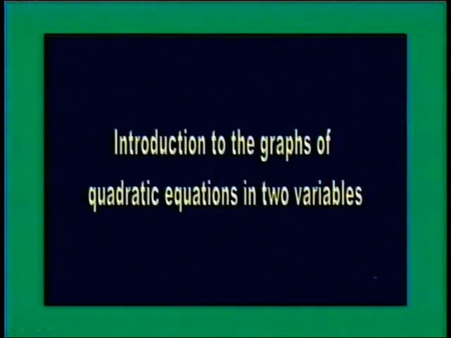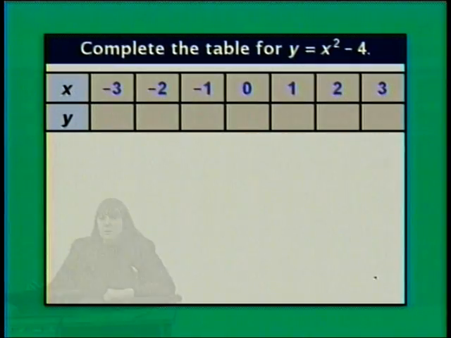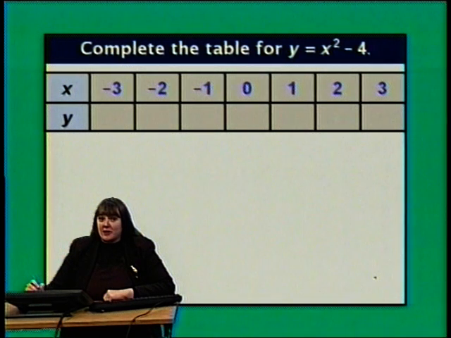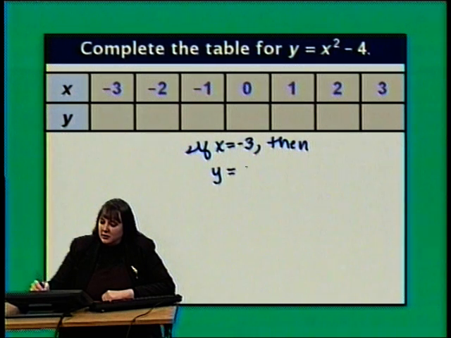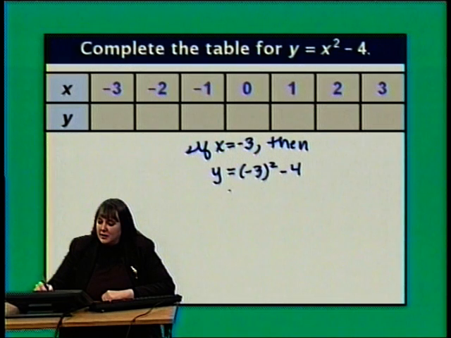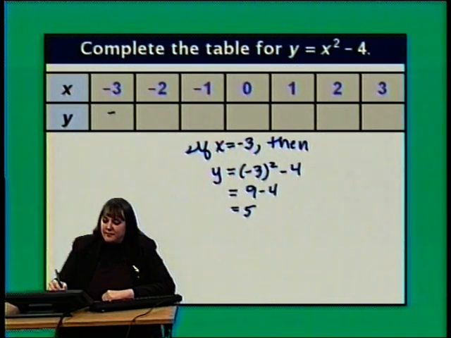Now I want to do a brief introduction to the graphs of quadratic equations in two variables. Let's complete the table for the quadratic equation y equals x squared minus 4. So I have x values of -3, -2, -1, 0, 1, 2, and 3. Well, let's start with if x equals -3. Then y is going to be the square of -3 minus 4. That's 9 minus 4, which is 5.